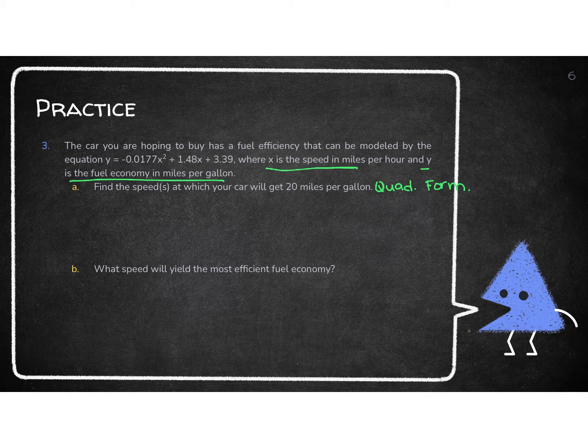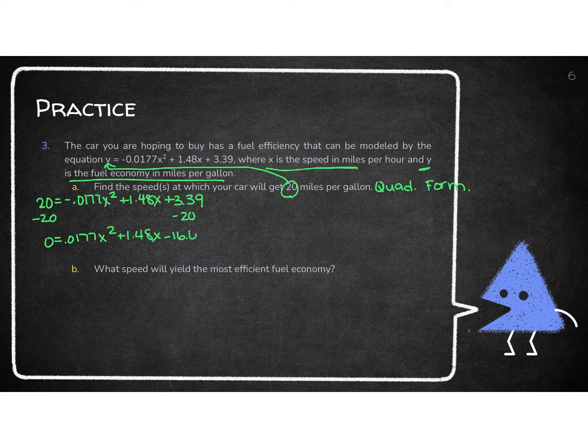Now, it's telling me more information. It's telling me 20 miles per gallon. So since I'm looking at 20 miles per gallon, that's the fuel economy. That's my y value. So I'm going to take this number and plug it in for the y, so I can do quadratic formula. So I'm going to have 20 equals negative 0.0177x squared plus 1.48x plus 3.39. Now, to do quadratic formula, you have to be equal to 0, so we're going to subtract 20 from both sides. So I'm going to get 0 equals negative 0.0177x squared plus 1.48x minus 16.61.